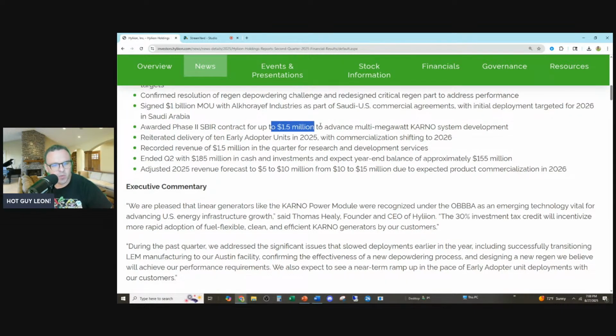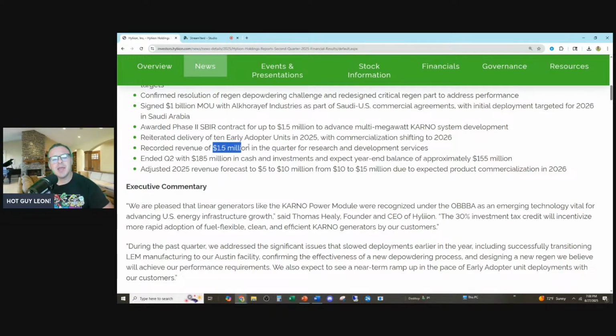Awarded a contract for up to $1.5 million. Wow, you finally... Is this revenue? What? For Hyliion? Reiterated delivery of 10 units in 2025, with commercialization shifting to 2026. Record revenue of $1.5 million.